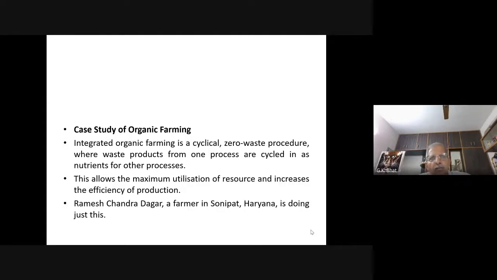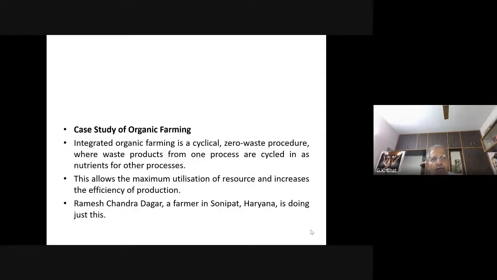Organic farming is farming done with the help of organic nutrients. Integrated means a good number of people joining together, or one particular person going for different types of crops. Integrated organic farming is a cyclical, zero waste procedure where waste products from one process are cycled in as nutrient for other processes. Please remember, this is always asked as a question. What is integrated organic farming?